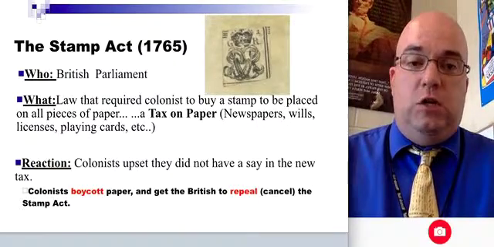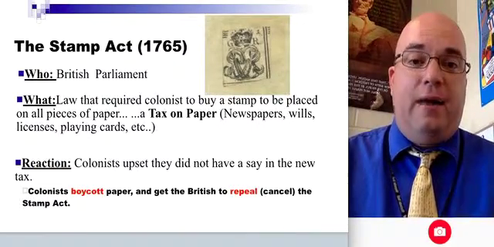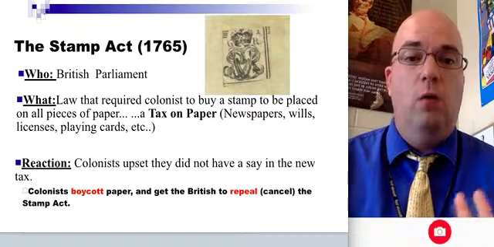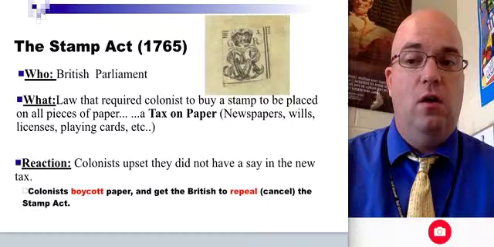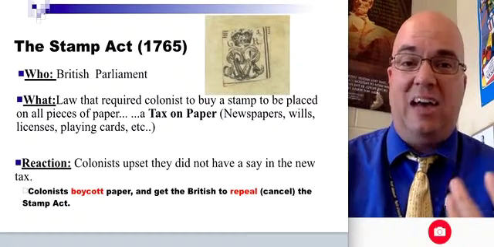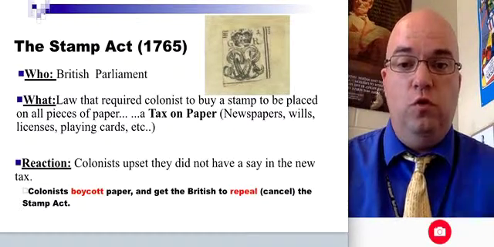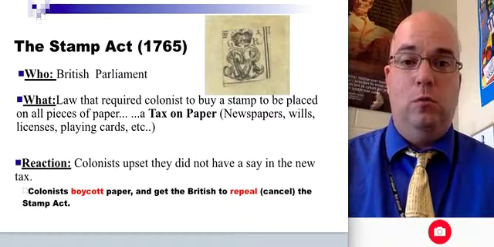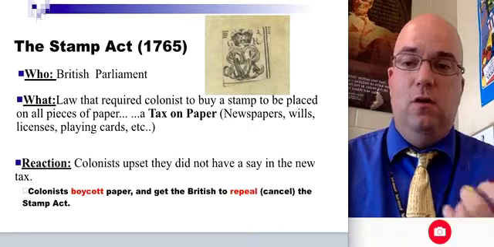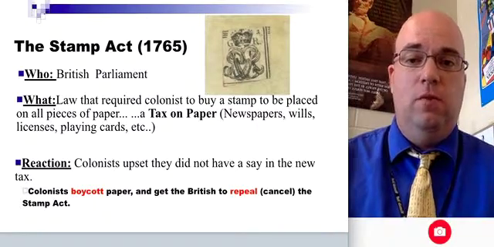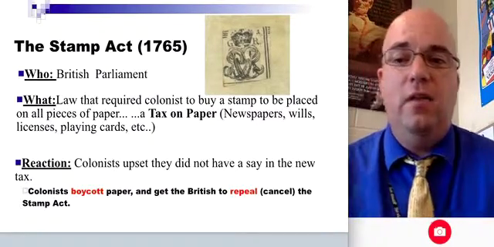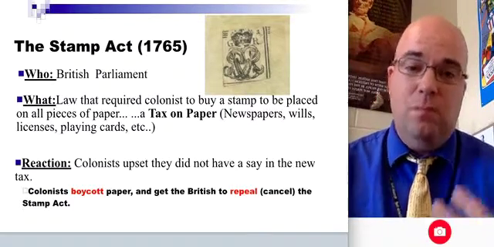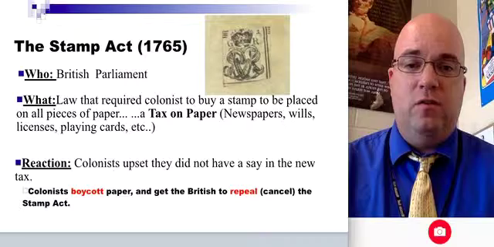Another piece of legislation that will be passed will be the Stamp Act of 1765. This will be passed by British Parliament. It was a law requiring a stamp placed on all pieces of paper. Basically, it was a tax on paper. So newspapers, wills, licenses, playing cards, like if you're playing rummy or poker, those kinds of cards, that all had to be paid with a tax. And for a lot of the colonists, they were very upset by the tax and it actually led to riots in Boston over this passage of this law.